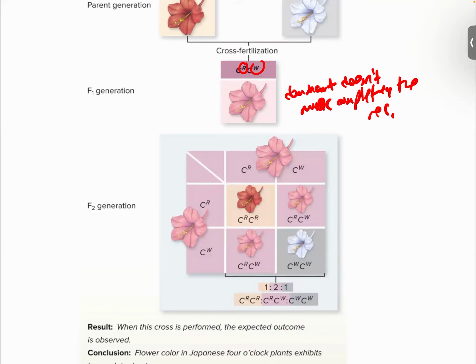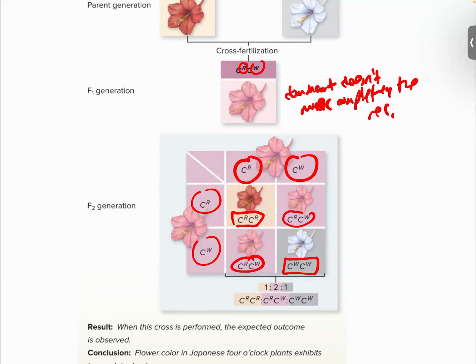So let's do the same cross, right? The F1 to the F1, pink to pink. Well, we're going to get the same Punnett square, right? So you basically have a heterozygote. So this individual is going to give one red gamete, one white gamete, same thing with his partner, one red versus one white. When you pair them together, red and red is going to give you a red flower, homozygous for red, right? A red and a white is going to give you a pink one. Another red and a white is going to give you a pink one. And then, of course, a white and white is going to give you homozygous recessive.